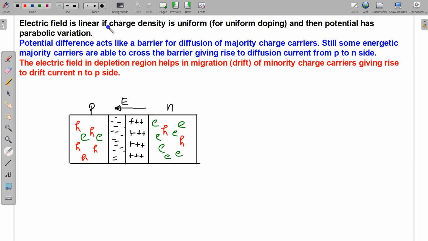Now, the electric field is linear if the charge density is uniform. We now have space charge density, we have volume charge density here. Here it is a negative charge density, here it is a positive charge density.